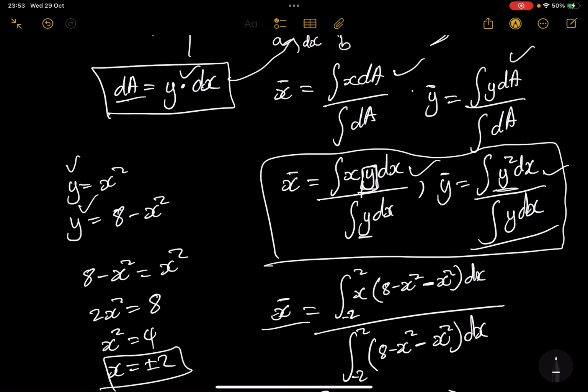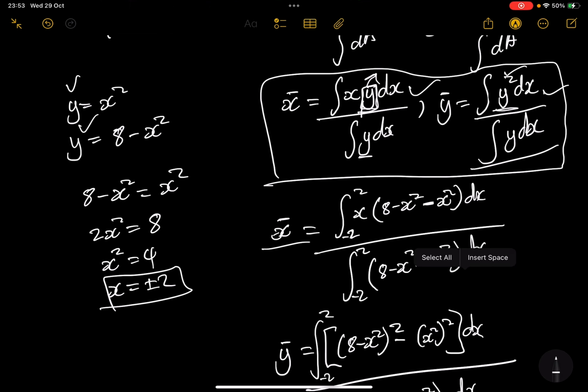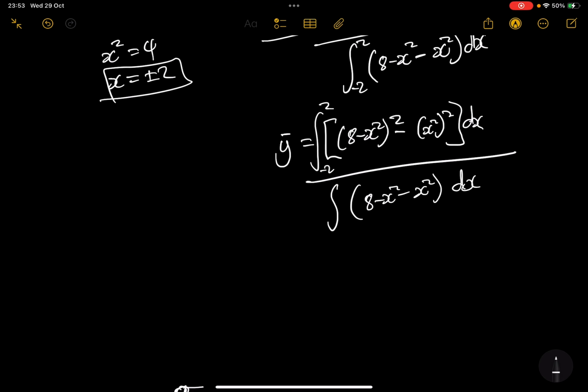By using these two formulas, you can find the centroid, but you have to be careful. We have two graphs, which means the value of y will be split into two. The value of y squared will also be split into two, right? So you should be very careful at that. And when you're splitting the value of y squared, you're splitting it with the squared for each graph.